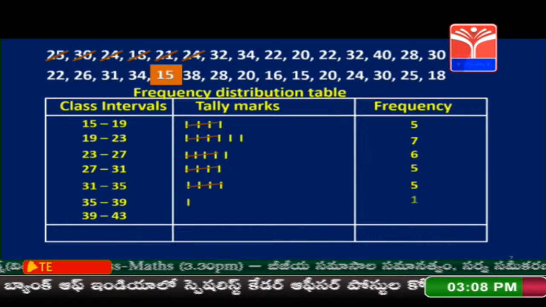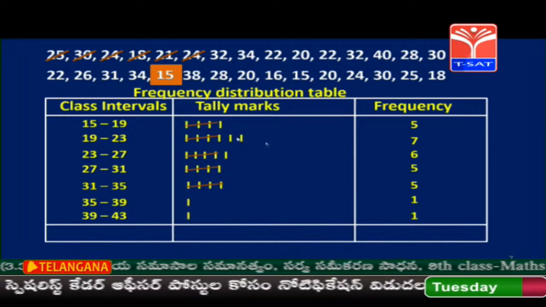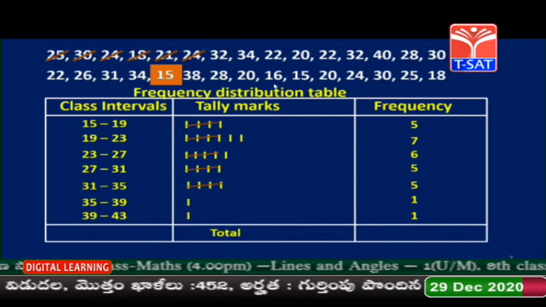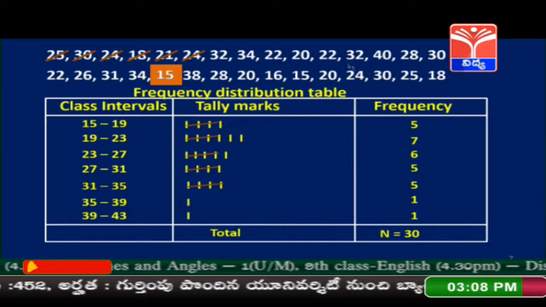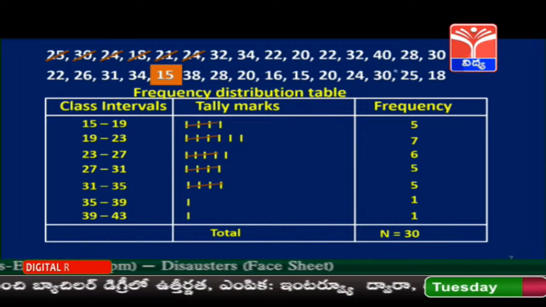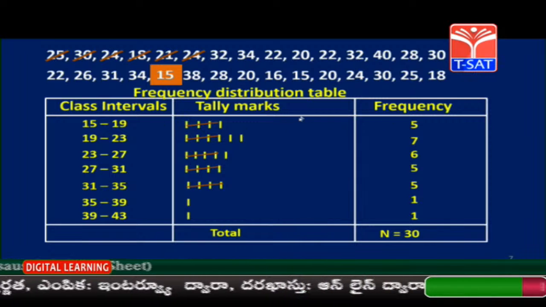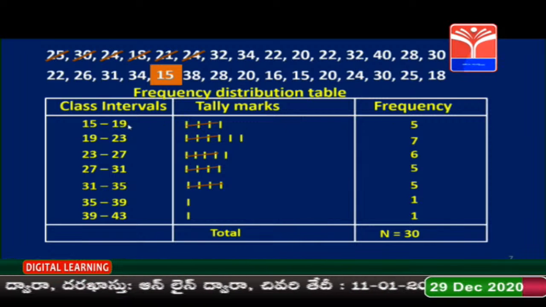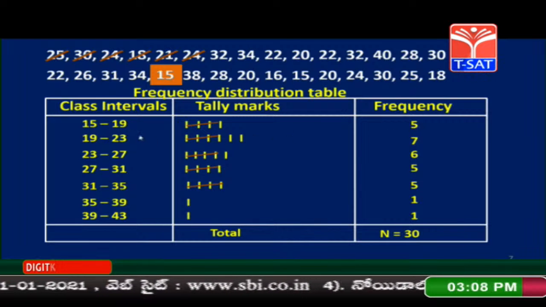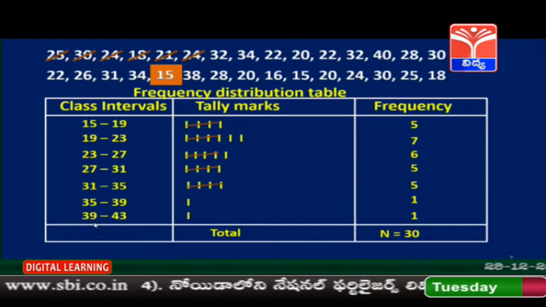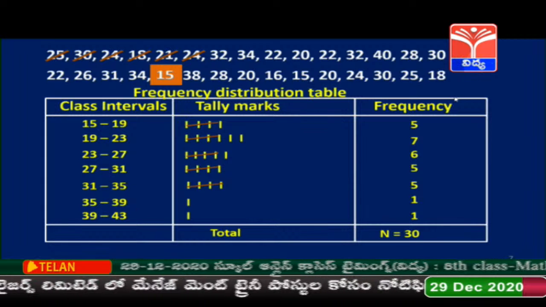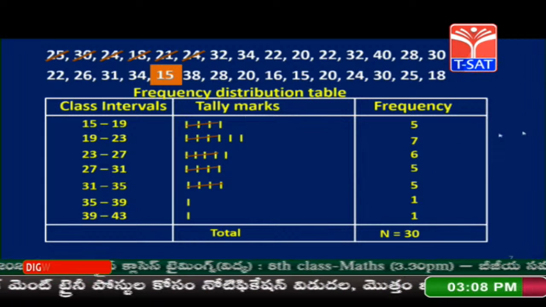Next 5, 1, 1. Children, like this you can prepare a frequency distribution table for a given raw data, and the total must be equal to 30. Why? Because we are taking 30 classrooms, so the total frequency must be equal to 30. From this what can we understand? There are classrooms which are having 15 to 19 students. Can you tell me the number of rooms which are having 15 to 19 students? Yes, 5 rooms. Can you tell the number of rooms which are having students between 39 to 43? Yes, only 1 room. Like this we can prepare a frequency distribution table for a given raw data.